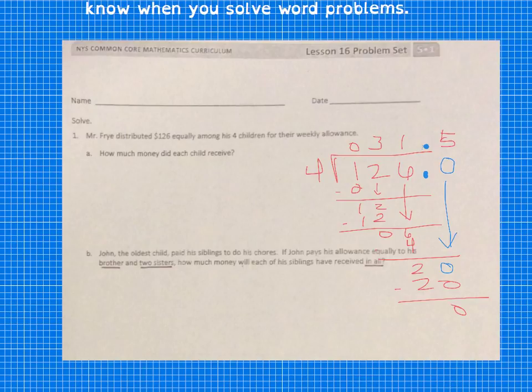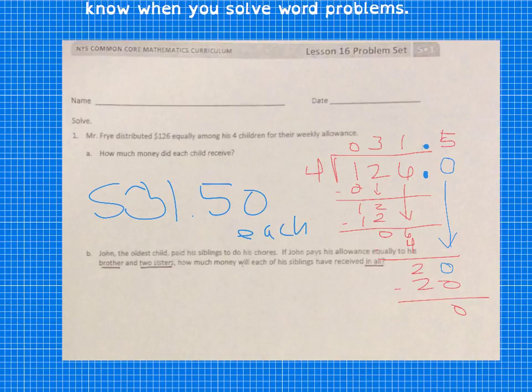If we ask ourselves, make sure we reread the question, don't just move on once you find the answer to the division problem. It says, how much money did each child receive? How much money did they receive? They received $31.50 each.